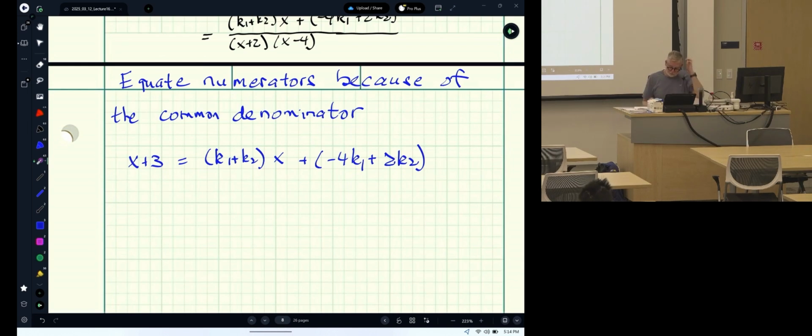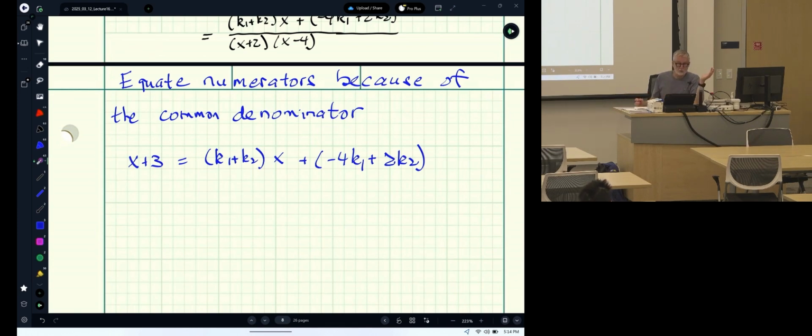Now this has to hold for all x. So the only way that works is if this coefficient is equal to this constant term and this coefficient is equal to the leading coefficient of x. How do you see that? Put x equals 0 and then 3 equals this. Okay? There's no other way.